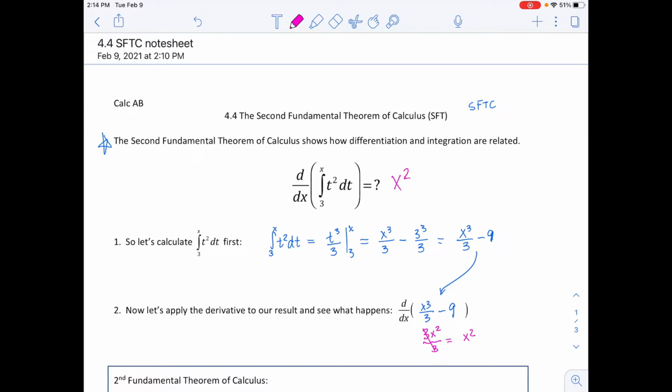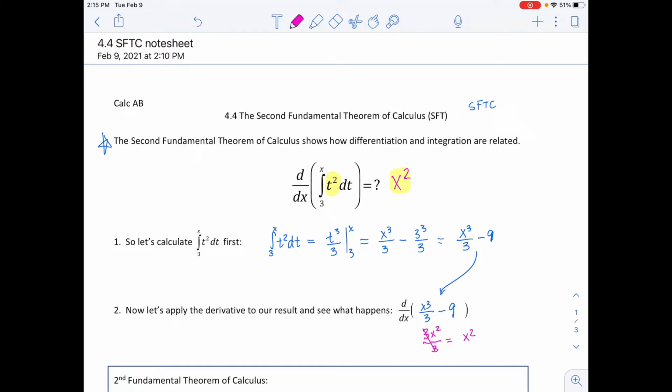how are differentiation and integration related? So much like addition and subtraction are inverses of one another, and multiplication and division are inverses of one another, we also have integration and differentiation being inverses of one another. Because the function that we started with, t squared, if I integrate it and then differentiate it, my outcome is just x squared.